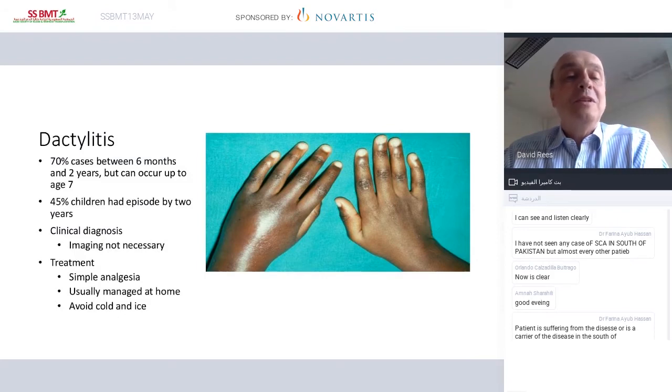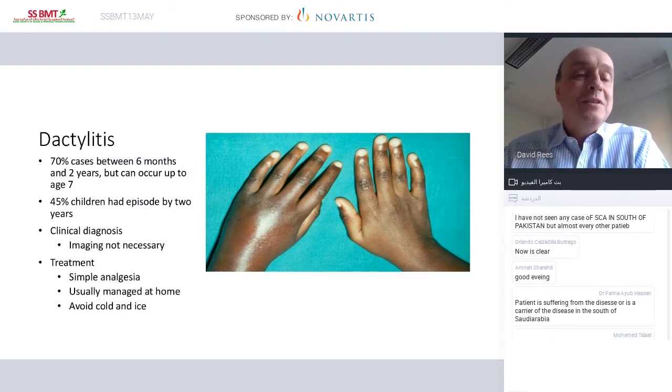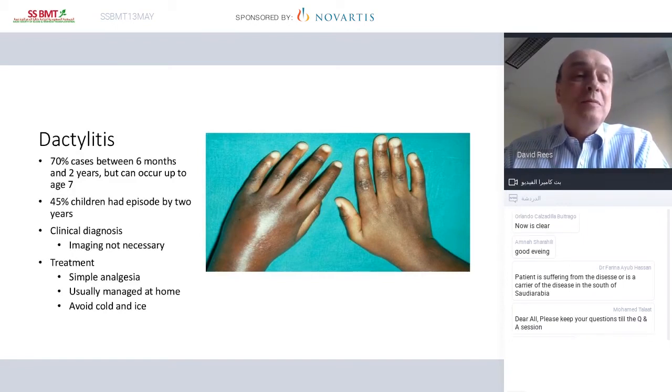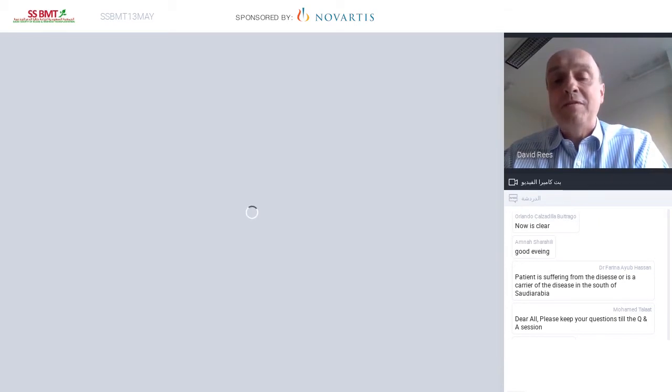This is a typical picture of, well, not entirely typical, but the dactylitis affecting one hand where the hand is very swollen. Many children, if you have one episode, tend to have two. In general, it's a benign condition and imaging is not necessary. But obviously, it's important to give the right advice.